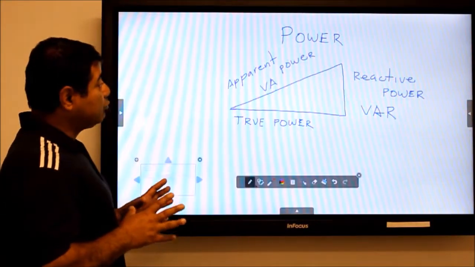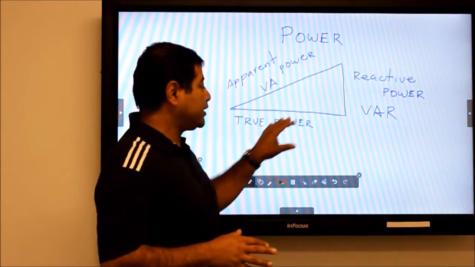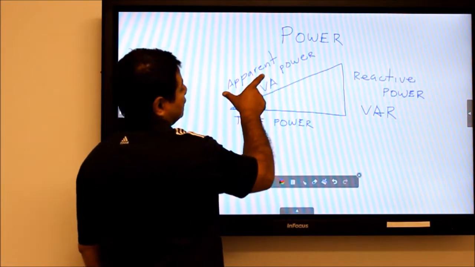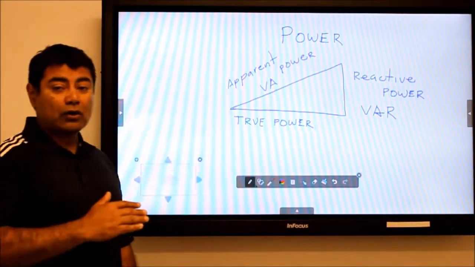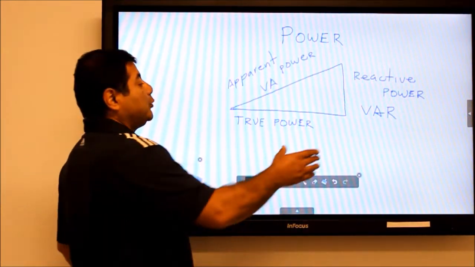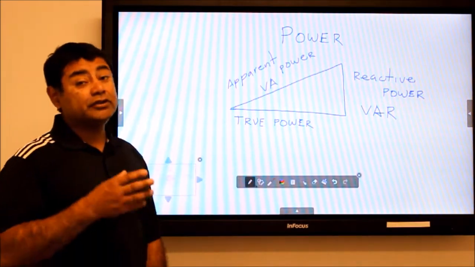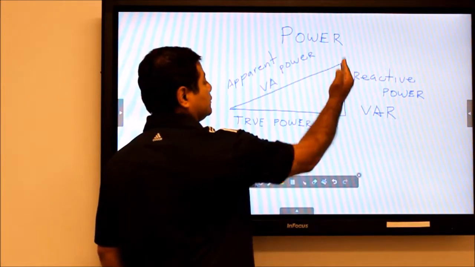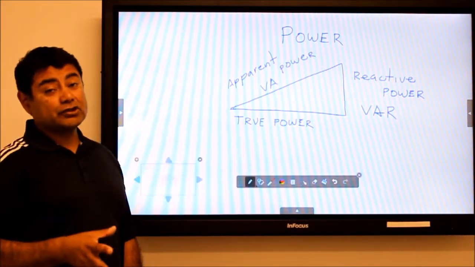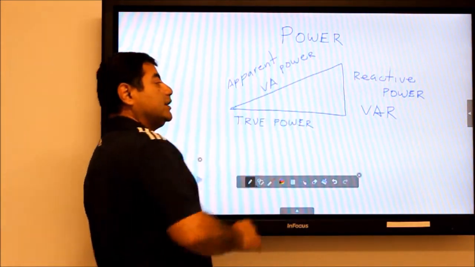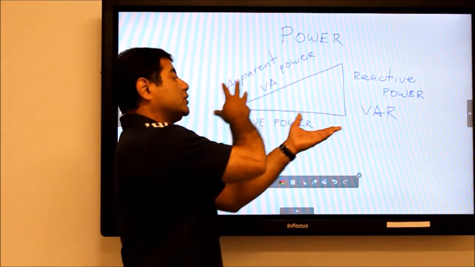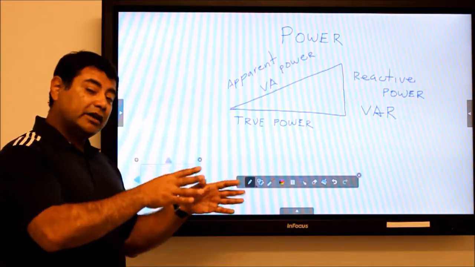Now, this triangle is very important because the titles for each segment of the triangle are important for you to remember. The hypotenuse of the right triangle is called the apparent power, and that's the total power of the circuit. It's very important that you always keep it on the hypotenuse side. The reactive power is the power that comes from the inductor, and that always goes on the vertical line. And the true power is the power that comes from the resistor, and that always goes on the horizontal line. It's very important for you to keep track of where all these labels go on the triangle. You cannot switch the labels or your math is going to come out wrong in later calculations.